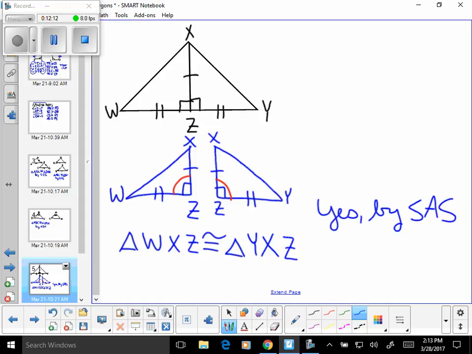Now sometimes when you look at two diagrams, you're going to see it as side, side, side. They'll be the tick marks. Sometimes you will see angle, side, angle. You'll see the arcs and the tick marks. This diagram is a little tougher, so that's why I split it out for you.